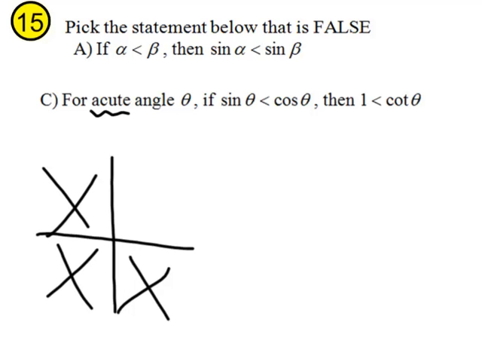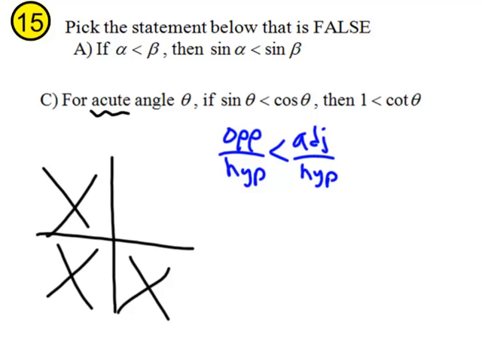Anyway, sine of theta is going to equal, oops, not adjacent. Sine will be opposite over hypotenuse. And we are being told that is less than cosine, which is adjacent over hypotenuse. I can multiply both sides by hypotenuse and get the fact that we are inferring that opposite is less than adjacent.